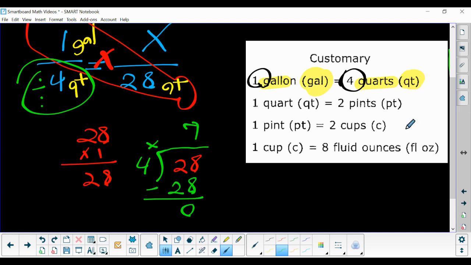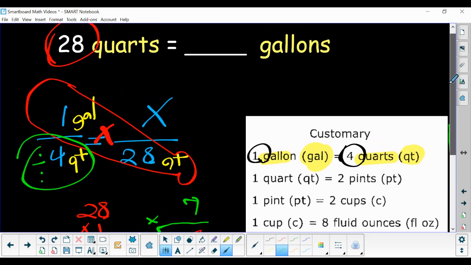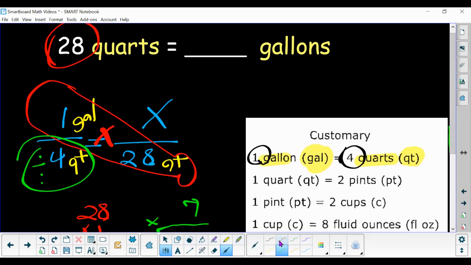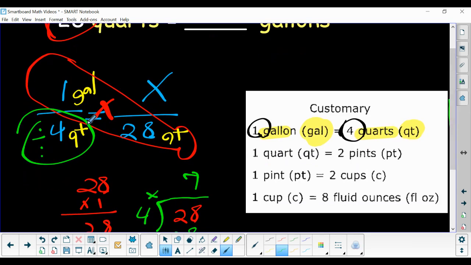All right, and there we go. There is my conversion. So 7 is the answer. So how many gallons are in 28 quarts? 7. Put 7 right here, and there you go, guys. That's how you convert using customary. Make sure you use a proportion.